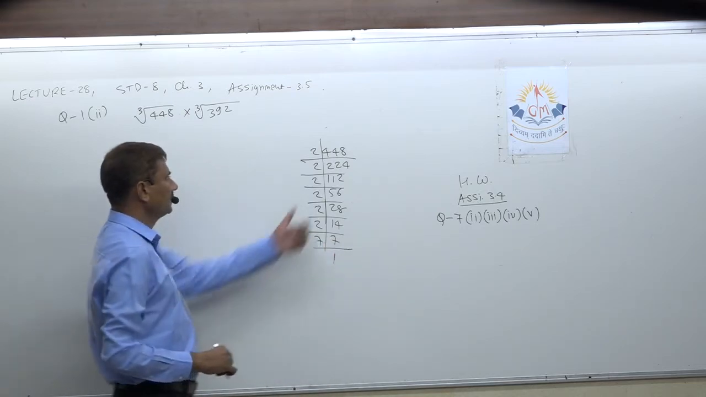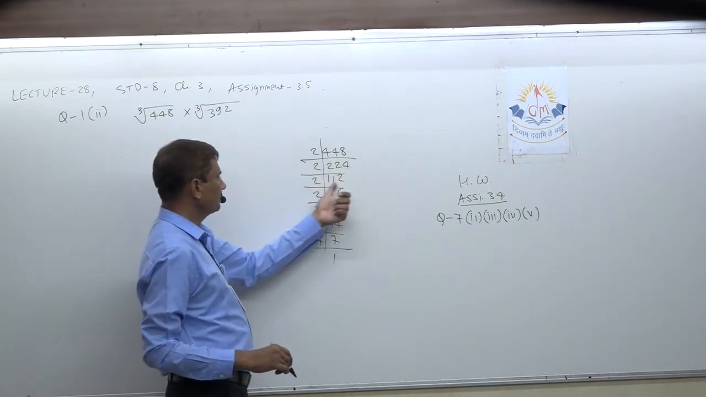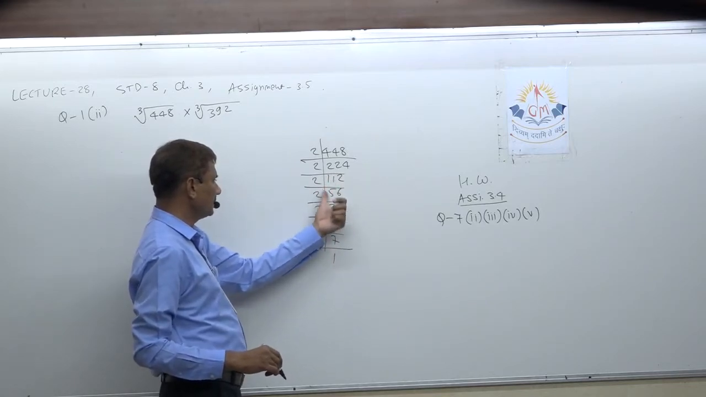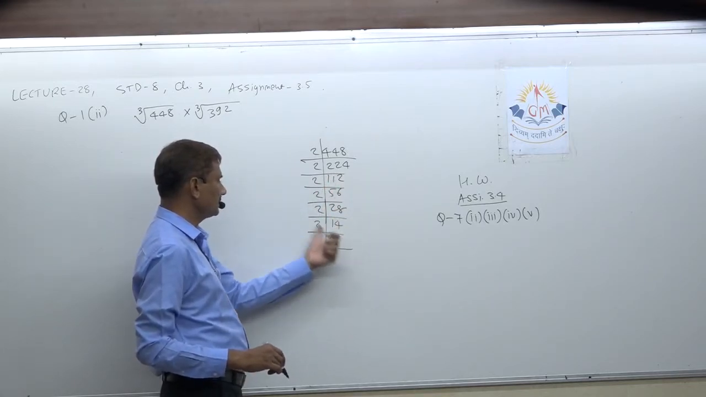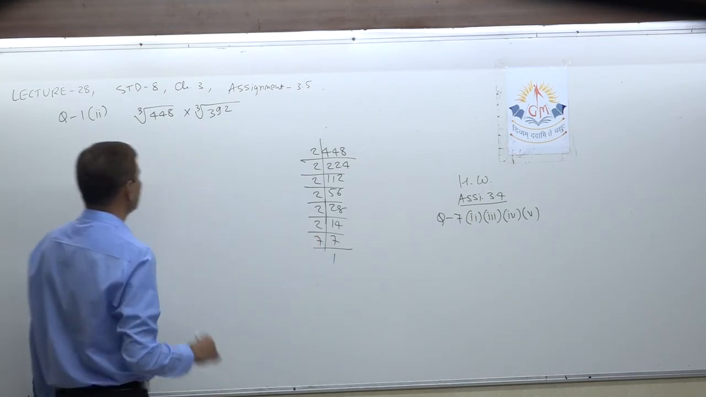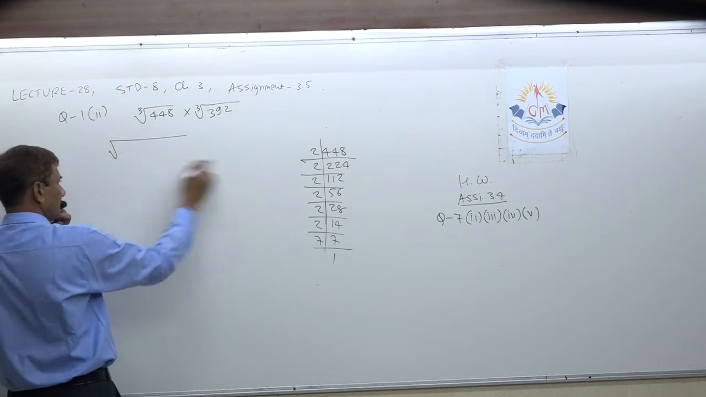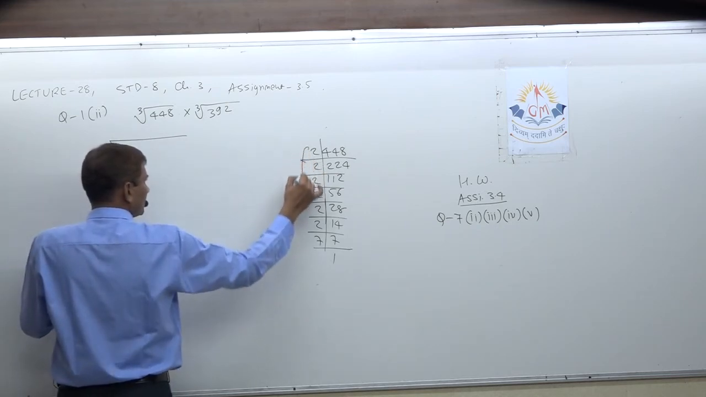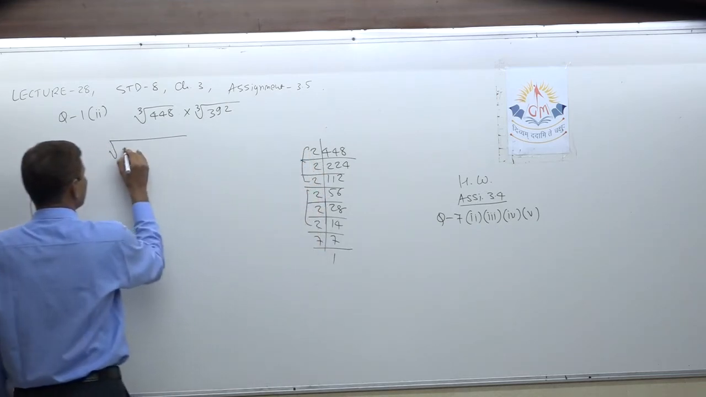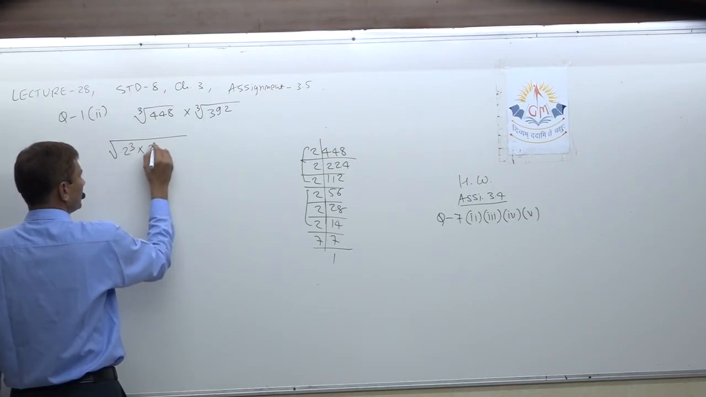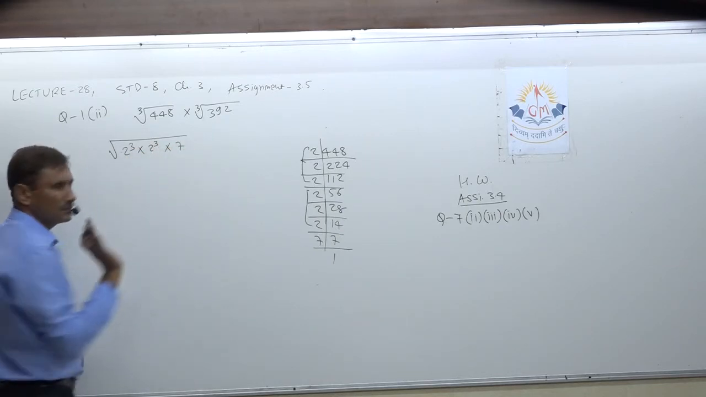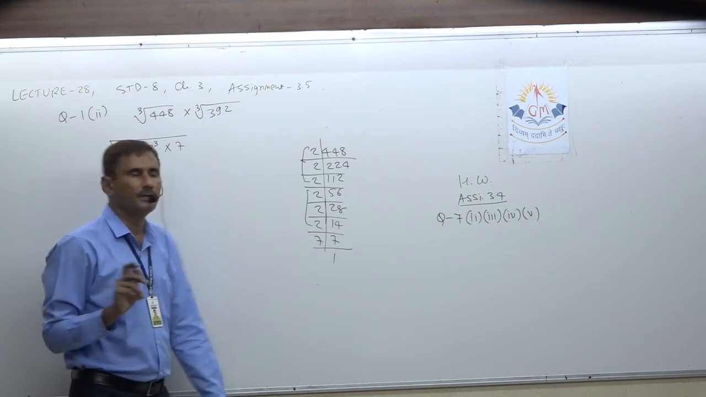Again, 2 into 224 is 448, then 112, 56, 28, 14, 7, 1. So instead of finding the cube root, I just write everything that is here: 2 cube into 2 cube into 7. 7 is left over, 7 is not making a group.